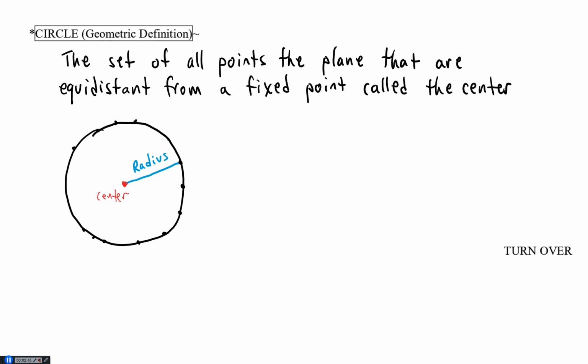And for radius, we usually just use lowercase r to represent that length. So all of these points right here, any point you pick, there's an infinite number of them. They make up the circle, and then the center and the radius are just important components of the circle, but the circle itself is all these points here. That's the geometric definition.